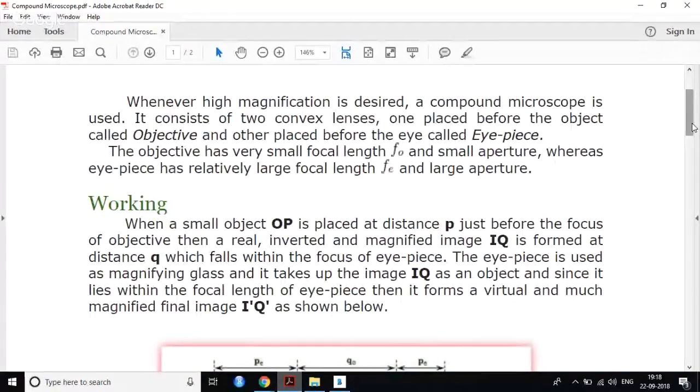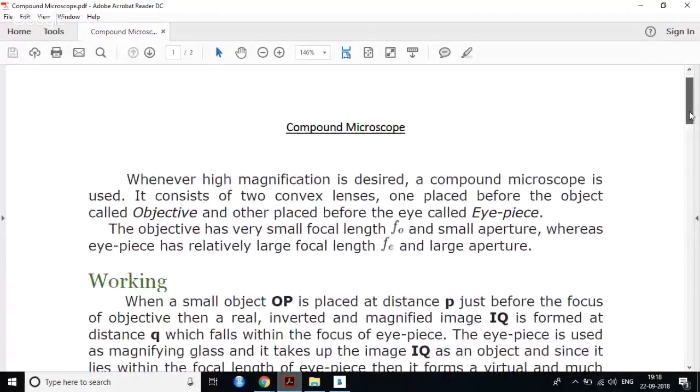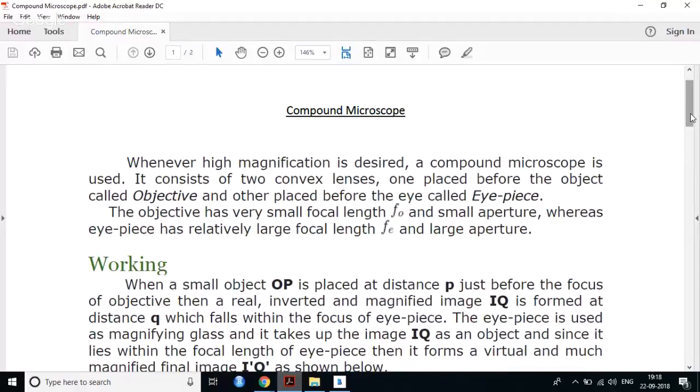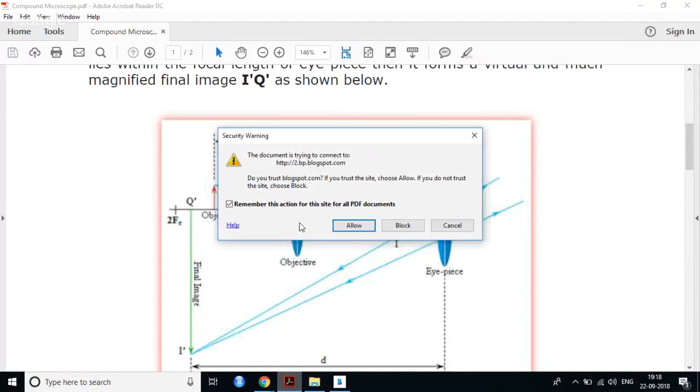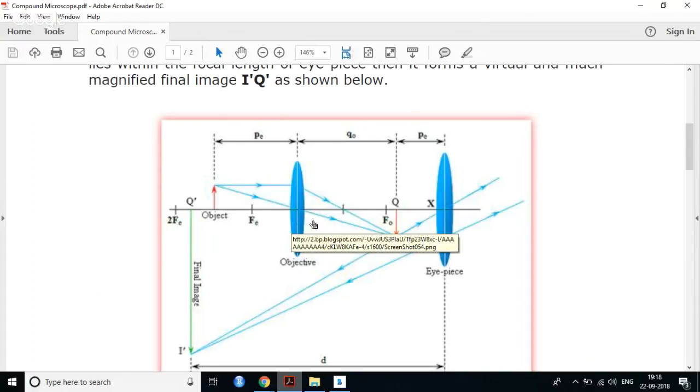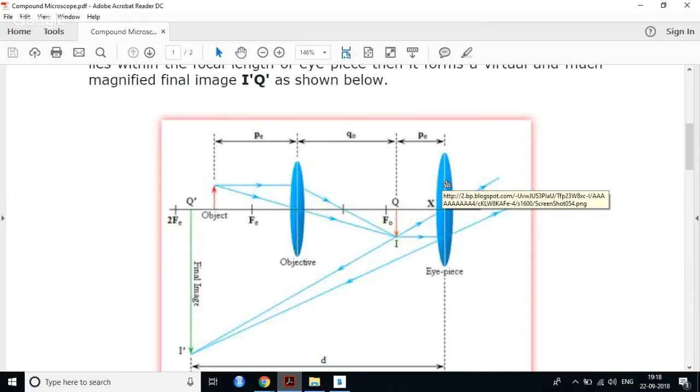So I hope the screen is visible to you. A compound microscope is used when very high magnification is required. In that we use two convex lenses. Look here, I'm pointing at the screen. This particular convex lens is known as the objective, and this particular convex lens is known as the eyepiece.